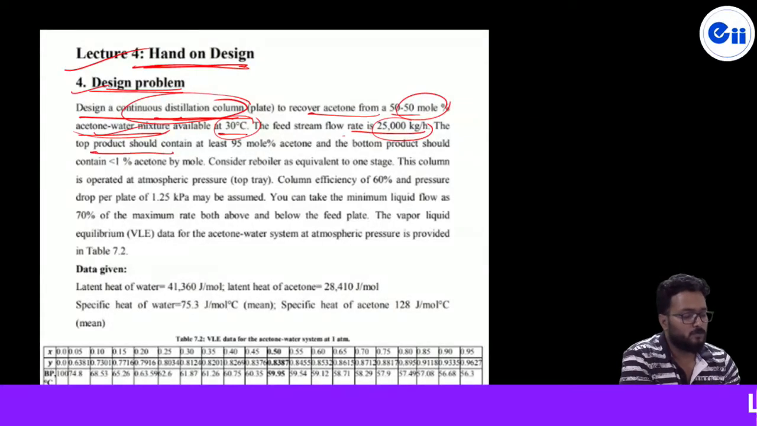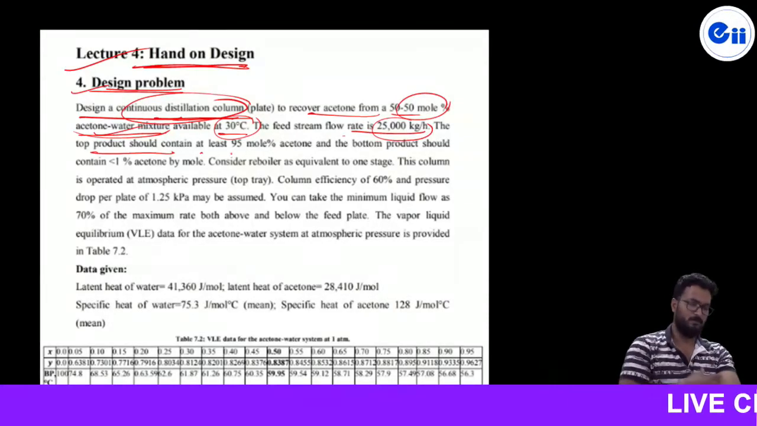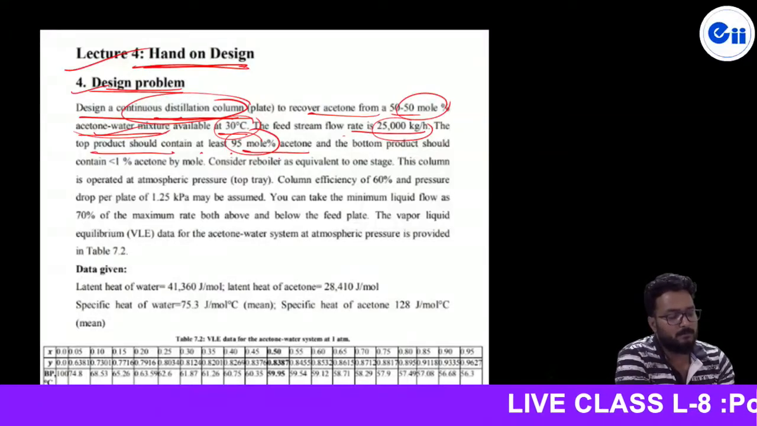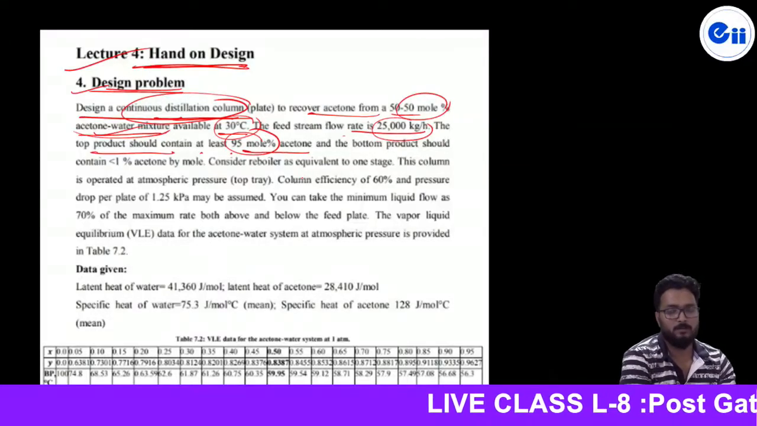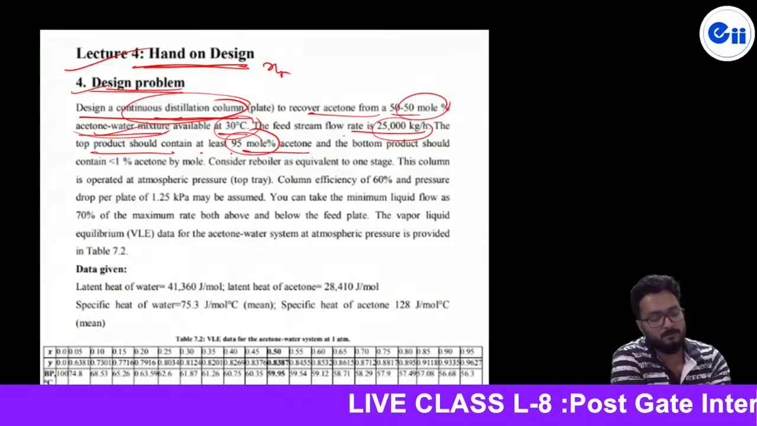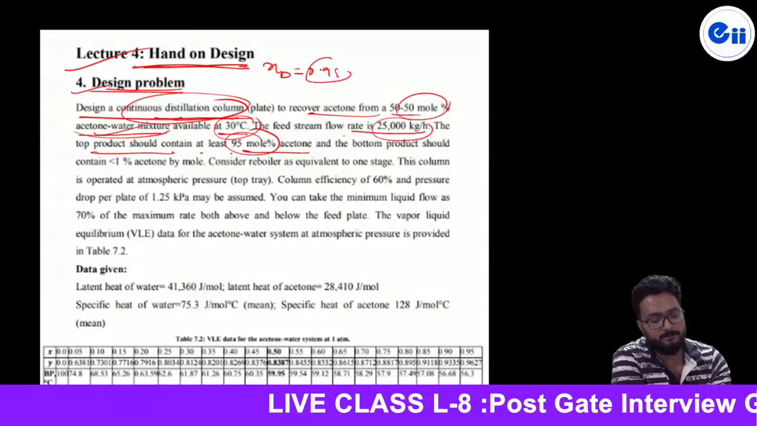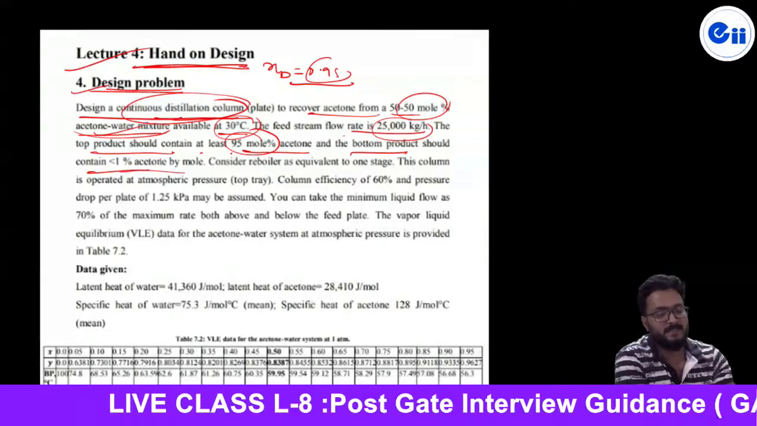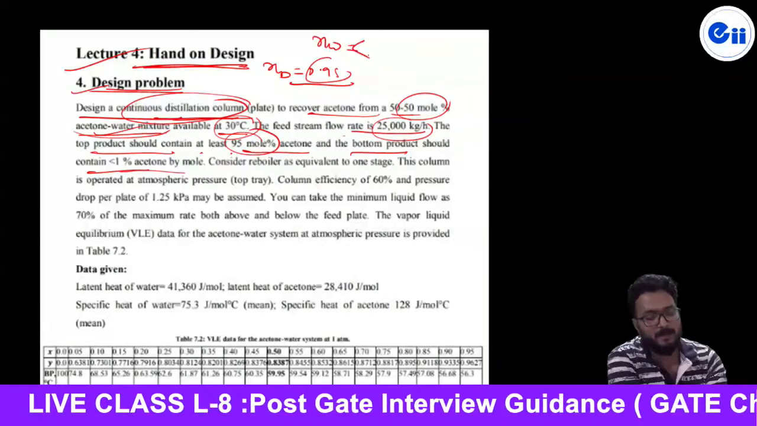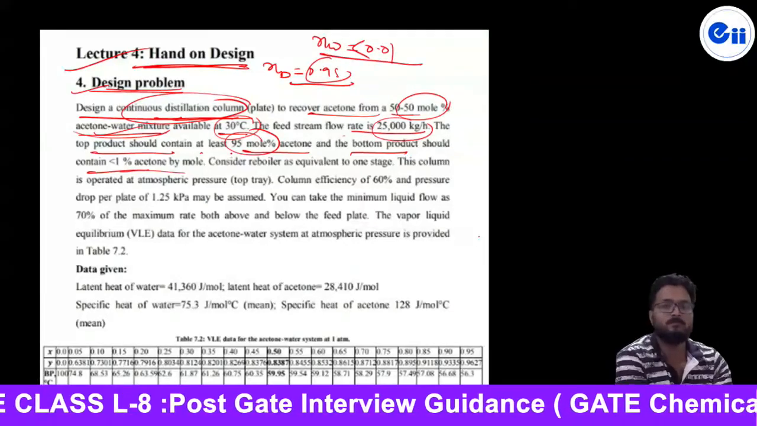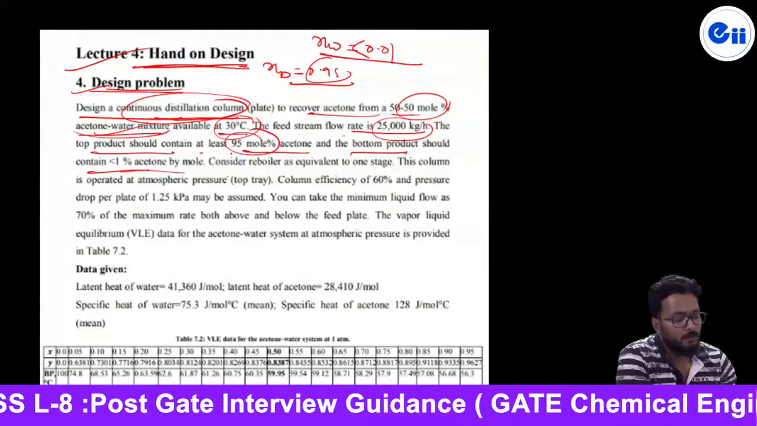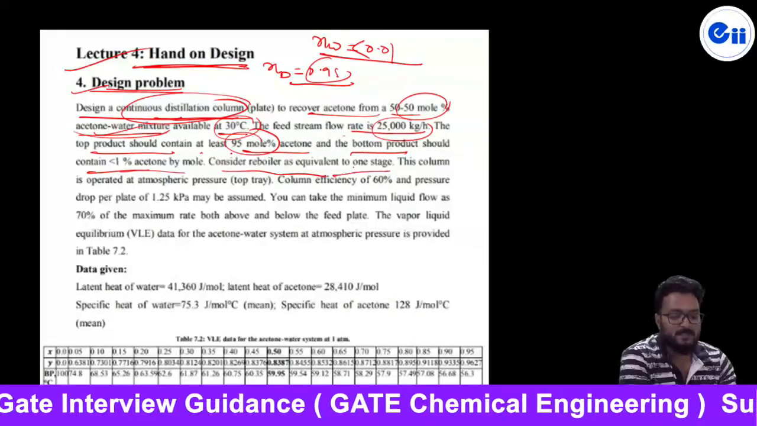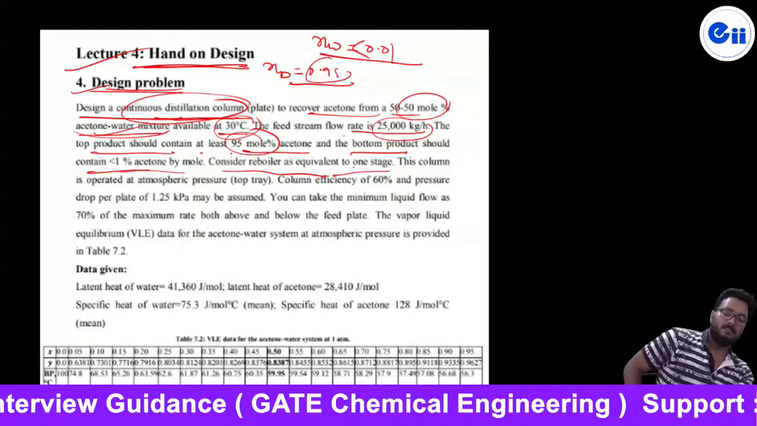The top product should contain at least, जो मेरा ऑब्जेक्टिव है कि at least 95% of the more volatile component should be in the overhead product. Means HG should be 0.95 and the bottom product should contain less than 1% of acetone. It means HW should be less than 0.01, means very negligible. Consider reboiler as equivalent to one stage. आपको reboiler को as a stage की तरह treat करना है.